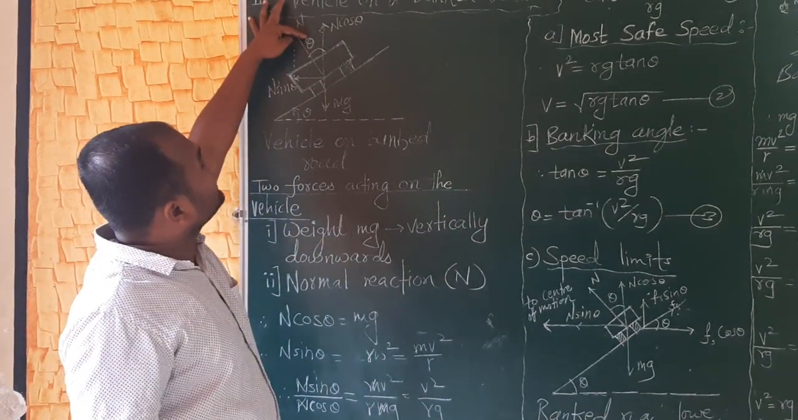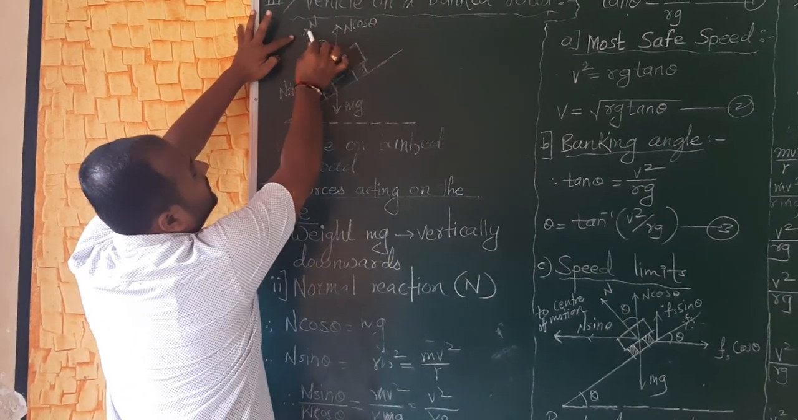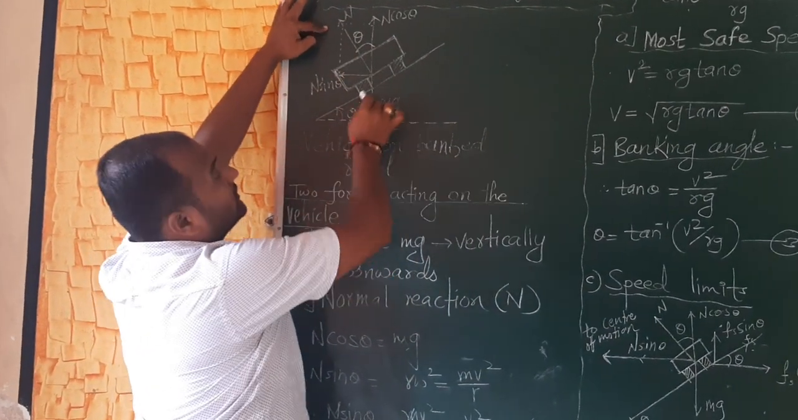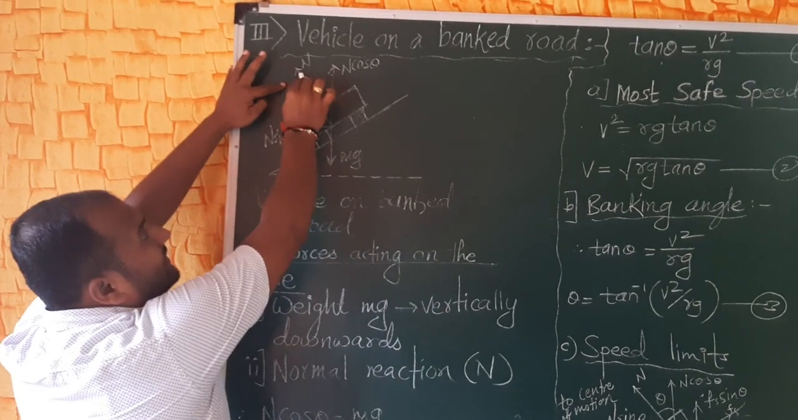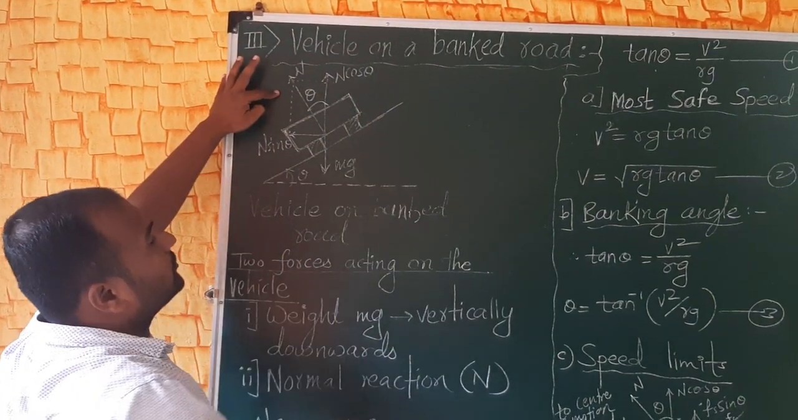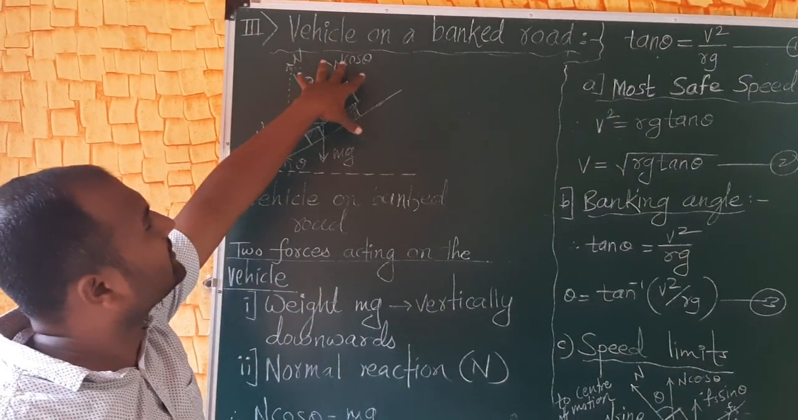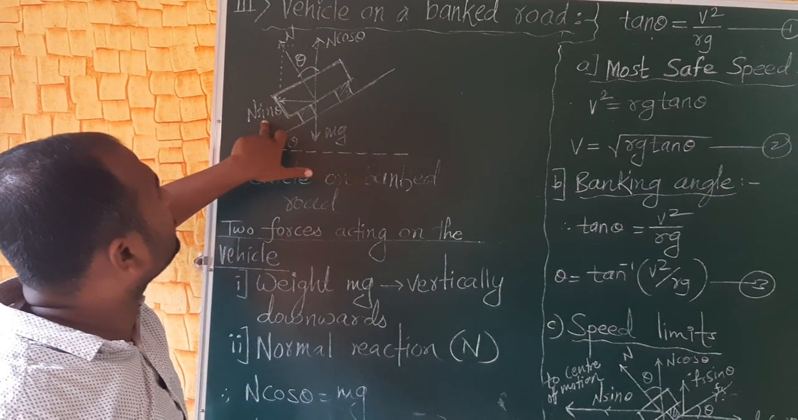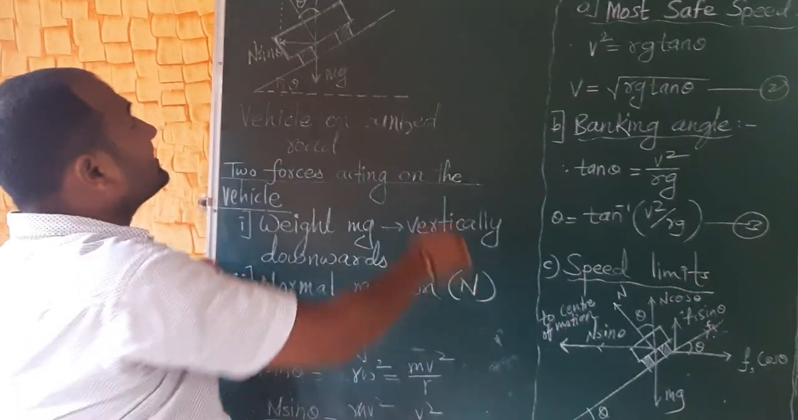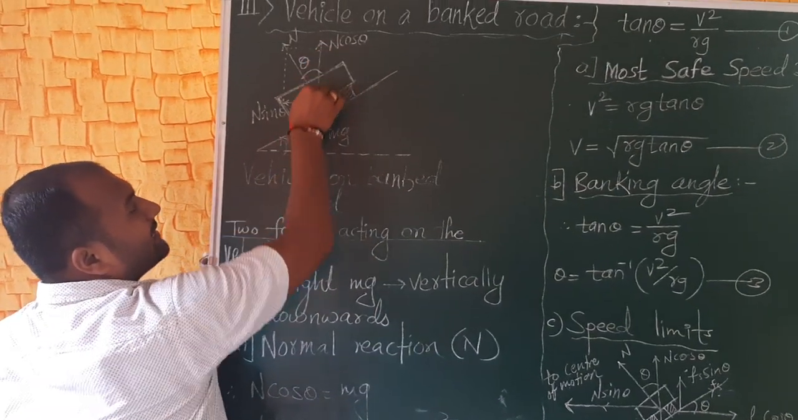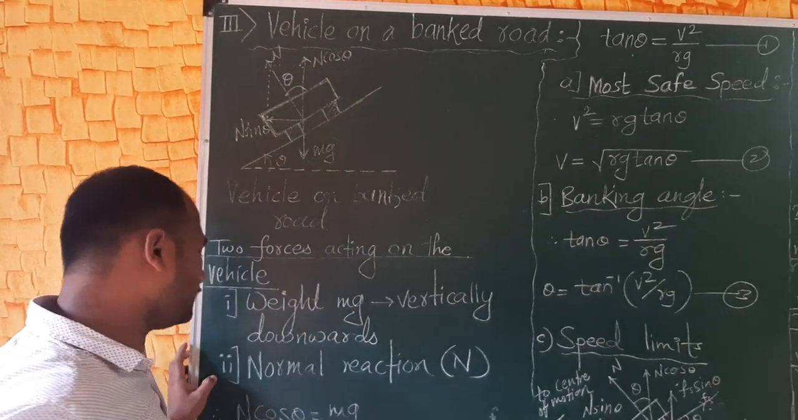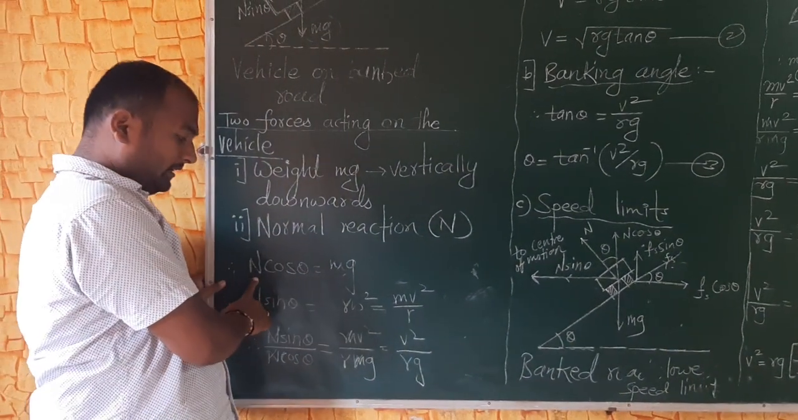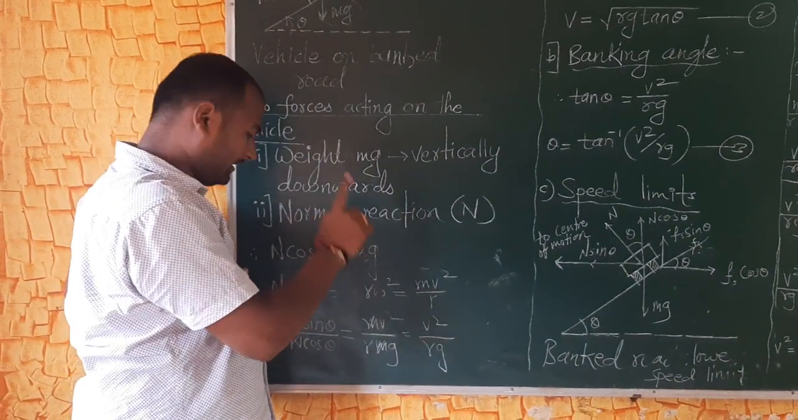So for this theta, we draw a perpendicular on this component, and also a perpendicular on this component. Here we apply cos theta, so we get N cos theta. Here we apply sin theta, so we get N sin theta. This N cos theta exactly balances the weight mg, so we write the equation N cos theta is equal to mg.